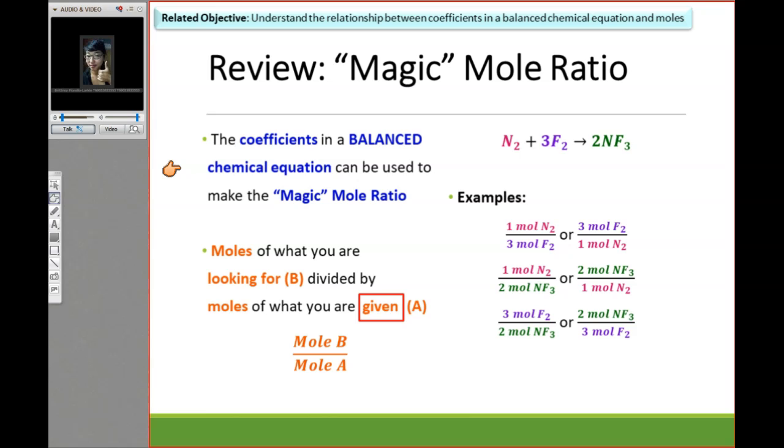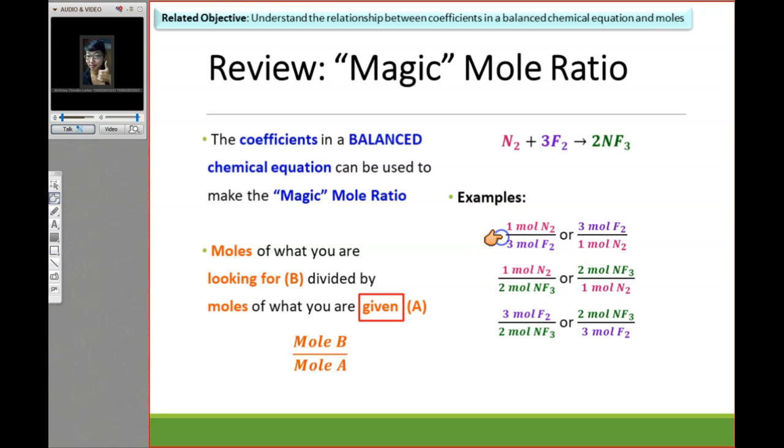So tomorrow you're going to have to make sure you balance your equation, and then you're also going to need to make sure that you can make a magic mole ratio. The way that we make a magic mole ratio, remember, is that we take the moles of what we're looking for divided by the moles of what you're given. In this example, there are 6 different mole ratios you can possibly make. The nice thing is that the mole ratios are really flexible for whatever you need in your equation.